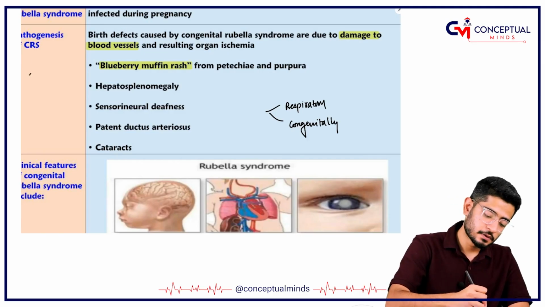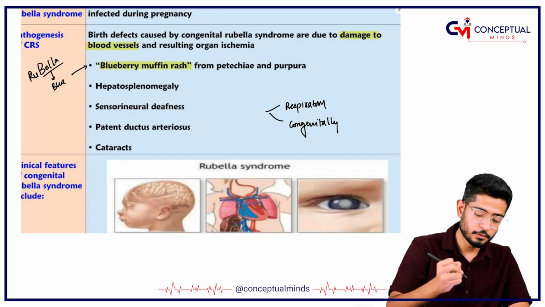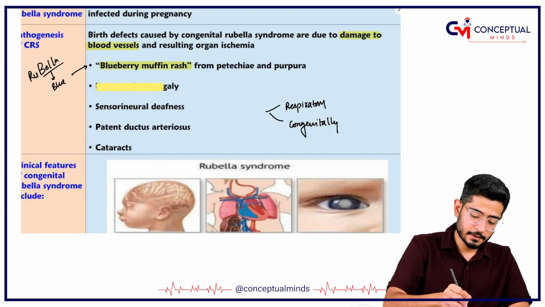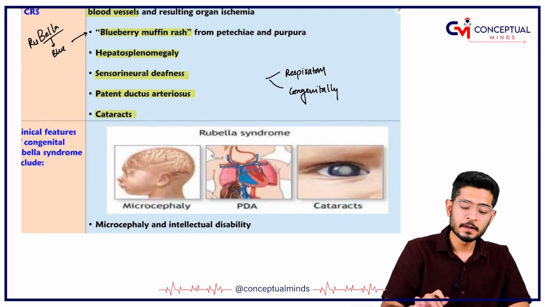Okay, rubella. So Rubella, Bella, or blue. So it is going to have what? It's going to have a blueberry muffin rash. There is a history of hepatosplenomegaly. There is sensory neural deafness, patent ductus arteriosus, as well as cataract.